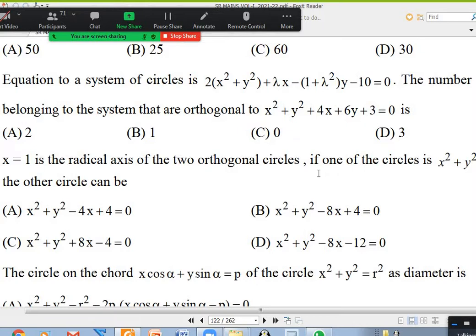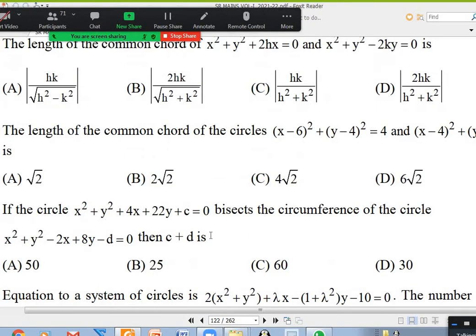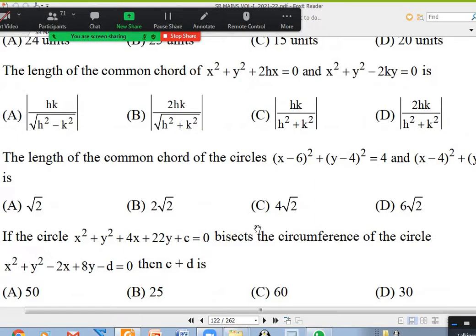All right. 163. Anybody any doubt? 162. Okay, these three questions, 159, 160, 161.